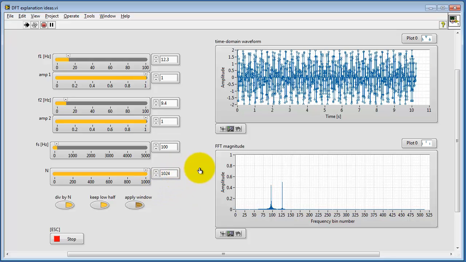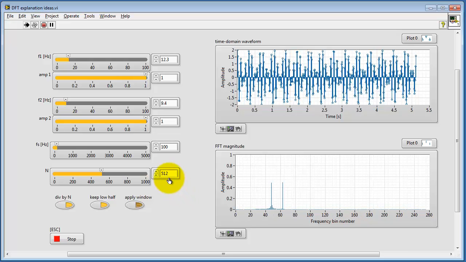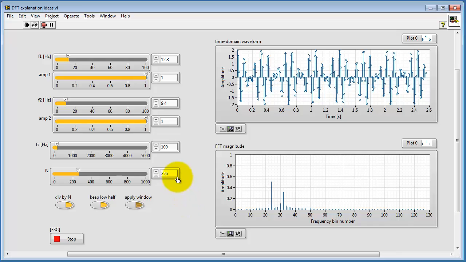I should also point out that for maximum computational efficiency, we want N to be a power of 2. And that often means that we don't have the nice round numbers that I've been showing so far. So we'd have numbers like 512, 256, and so forth. And now spectral leakage, again, starts to show up.